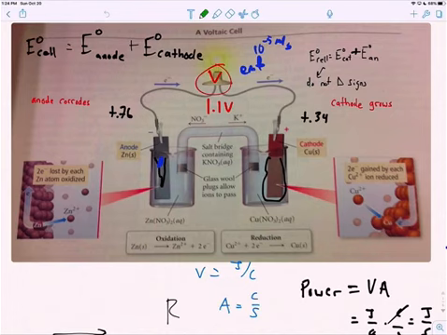So it doesn't matter the size. And if I have a zinc atom and a copper +2 ion, and I do the same thing with just 1 atom and 1 ion, it is still a potential of 1.1 volts, 1.1 joules per coulomb. So it does not matter how much stuff you have. And so where is the chemical reaction happening? The anode corrodes. That's the oxidation reaction, and the cathode grows. That's the reduction reaction.